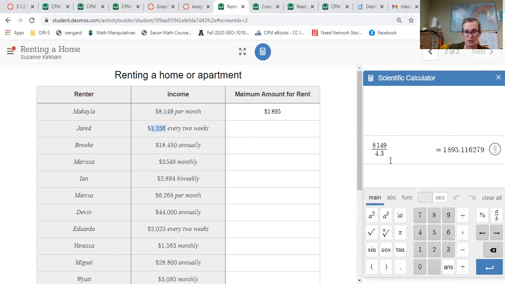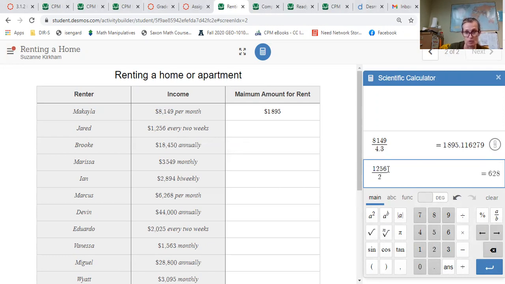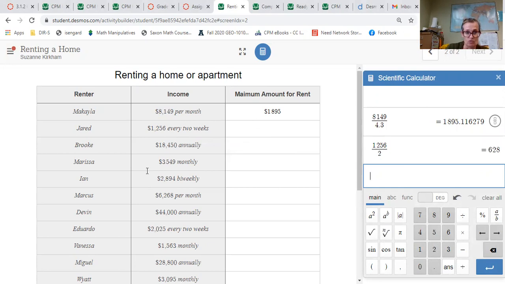All right, so let's do the next one, which is $1,256 every 2 weeks. We can afford to pay 1 week's worth of rent. That means we will divide that by 2. So Jared can afford to pay $628 a month. All right, let's go to the next one.